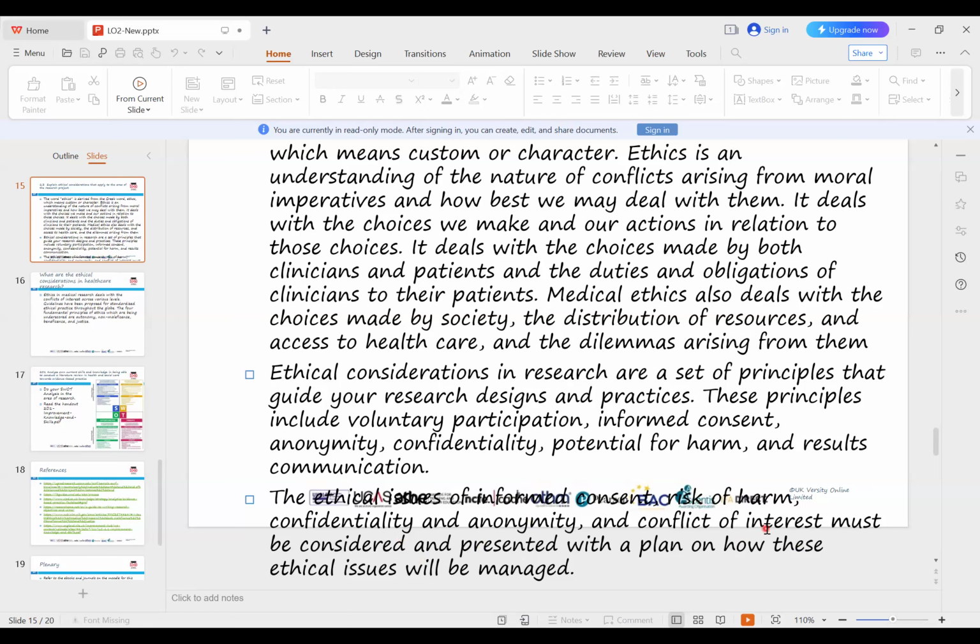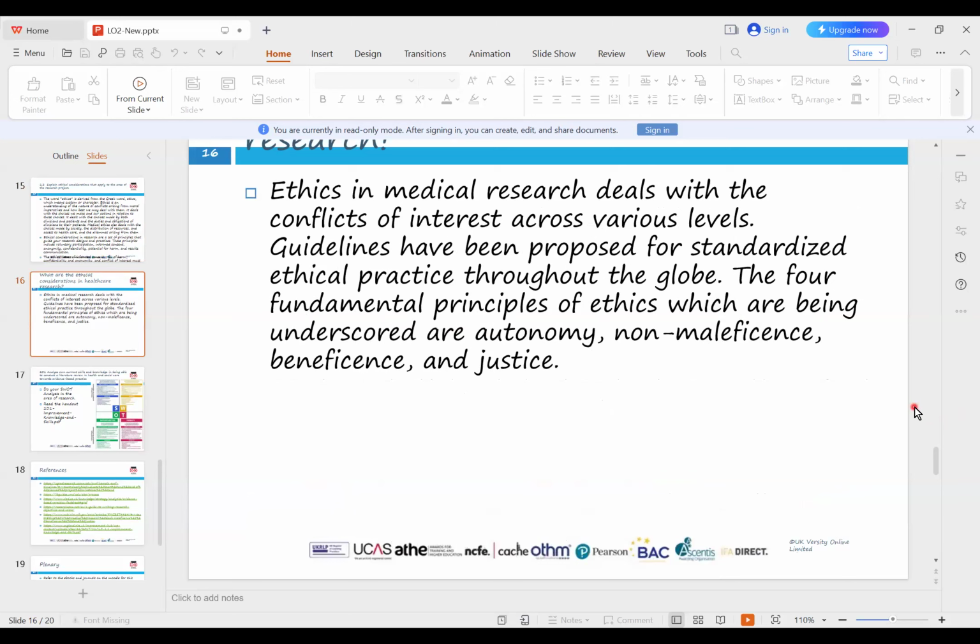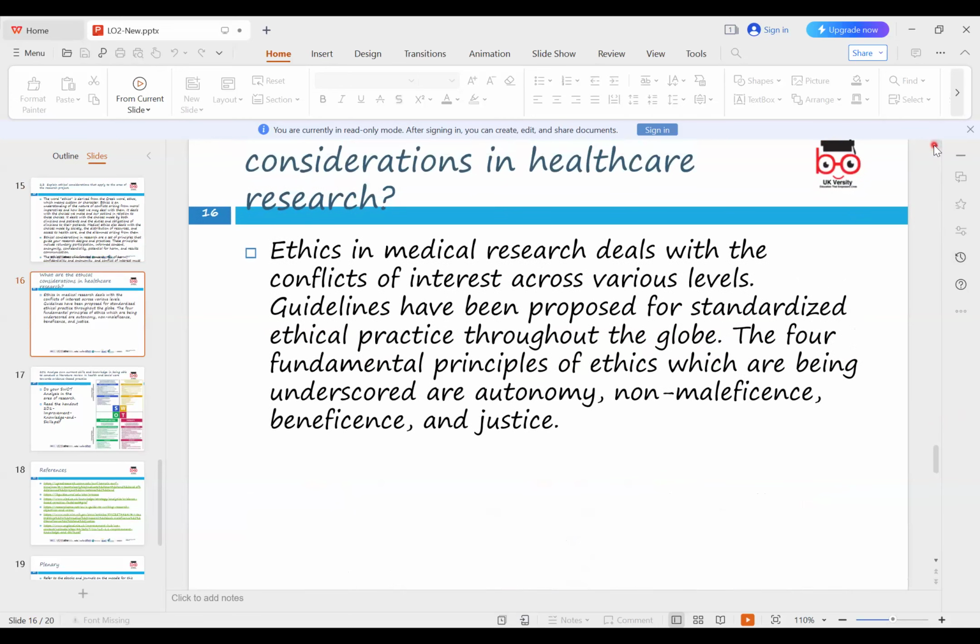And any conflict of interest. You might have conflicts of interest arising. For instance, your supervisor doesn't have any conflict of interest, so you would have to specify if they have any or not. This is just an example. So within your research, ethics is very important.